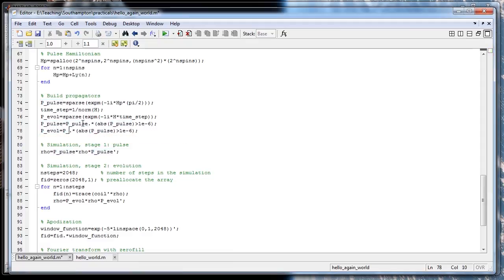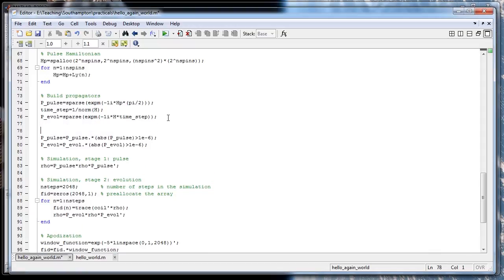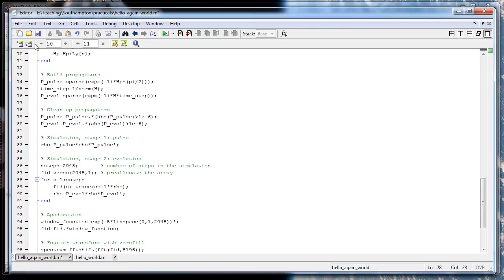Evol. So there we are. We built the propagators and we cleaned up the propagators. Right, well, let's see if we can now manage. So we've got a simulation, and here is the simulation.